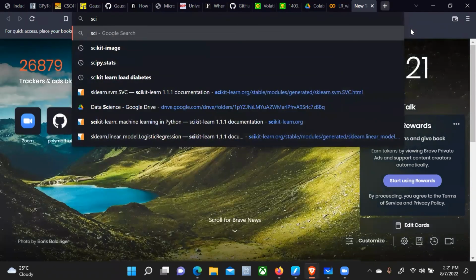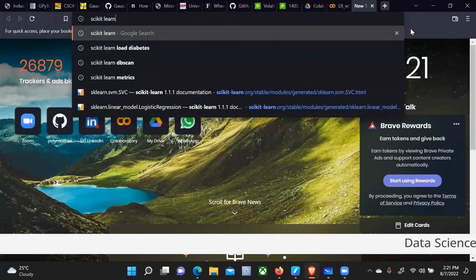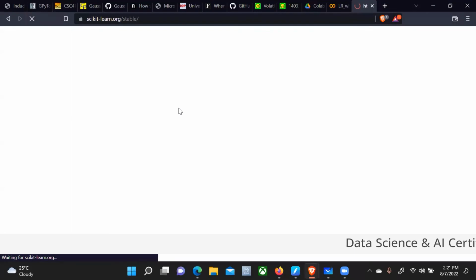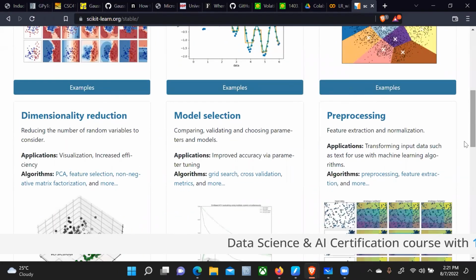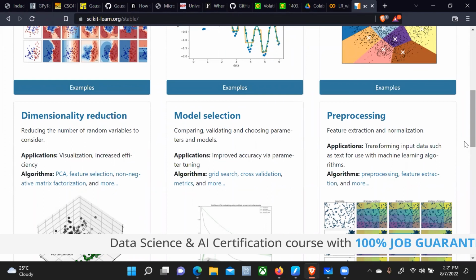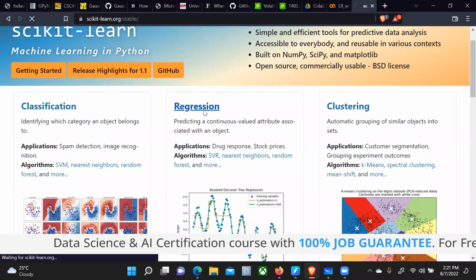For machine learning programming, Python has something called scikit-learn, or we like to call it sklearn. This contains almost all the major algorithms around classification, regression, clustering, feature selection, model selection, dimensionality reduction, and pre-processing of data. So the good news is we don't have to write every piece of code by ourselves.